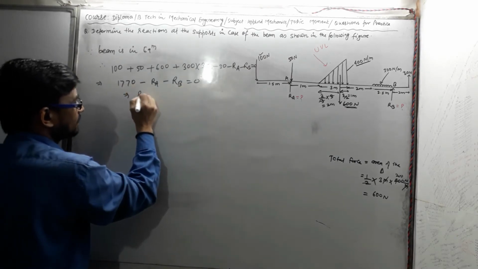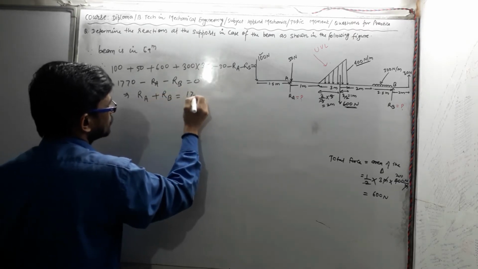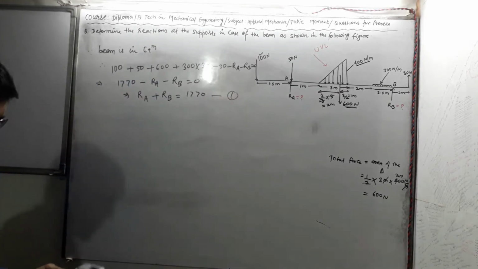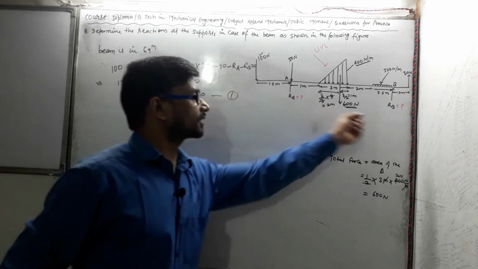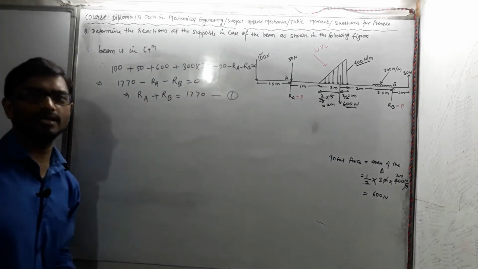So can I say in a direct way, RA plus RB is equal to 1770. Let us say it is equation 1. Now we have obtained one equation and there are two unknown quantities, so a second equation must be there so as to calculate the values of RA and RB clearly.